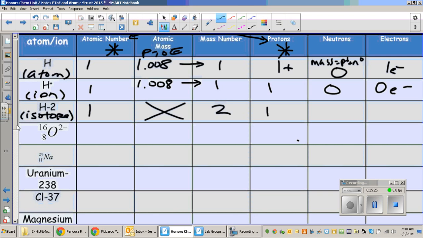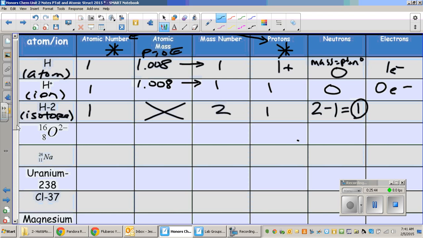What are you doing in your head right now? What minus what? Right, mass, which is 2, minus protons, which is 1. So you get 1 for your neutron. That makes sense because your mass is 2, so you have 1 of each, 1 proton and 1 neutron.